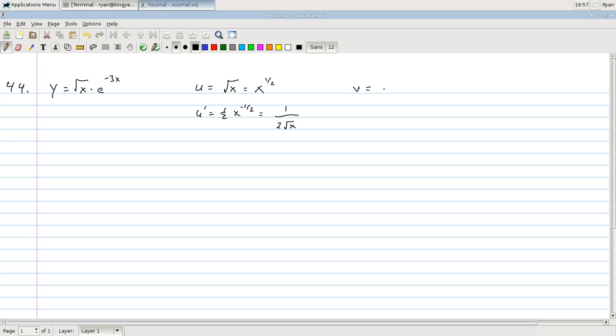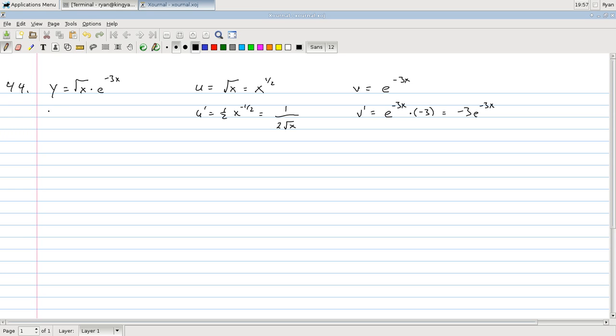V then is the second function, e to the negative 3x. And so its derivative, remember the derivative of e to the x is e to the x. So this gives us e to the negative 3x. And then we apply the chain rule and multiply this by the derivative of the exponent, by negative 3. So this gives us negative 3 e to the negative 3x.